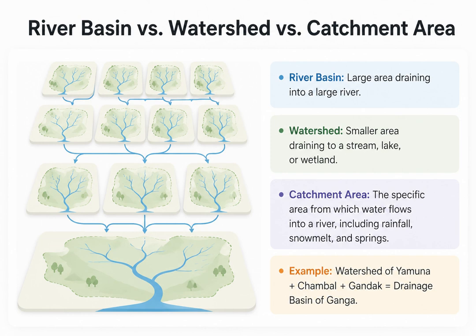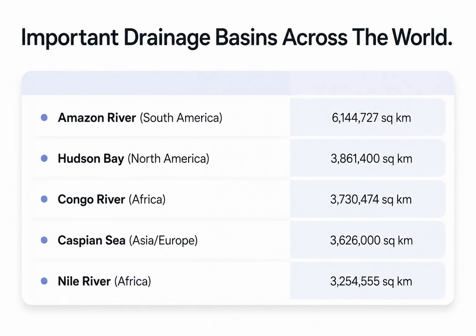Meanwhile, the catchment area simply refers to the total area that catches water, from rainfall, snowmelt, or springs, and directs it into the river. To give you a sense of scale, let's look at some of the world's most important drainage basins. The Amazon River in South America has the largest drainage basin in the world, covering over 6 million square kilometers and draining into the Atlantic Ocean.